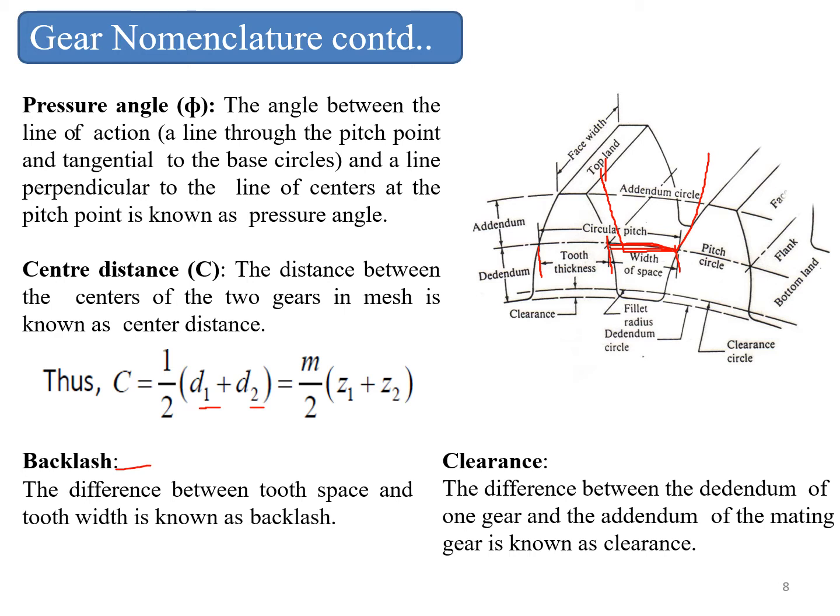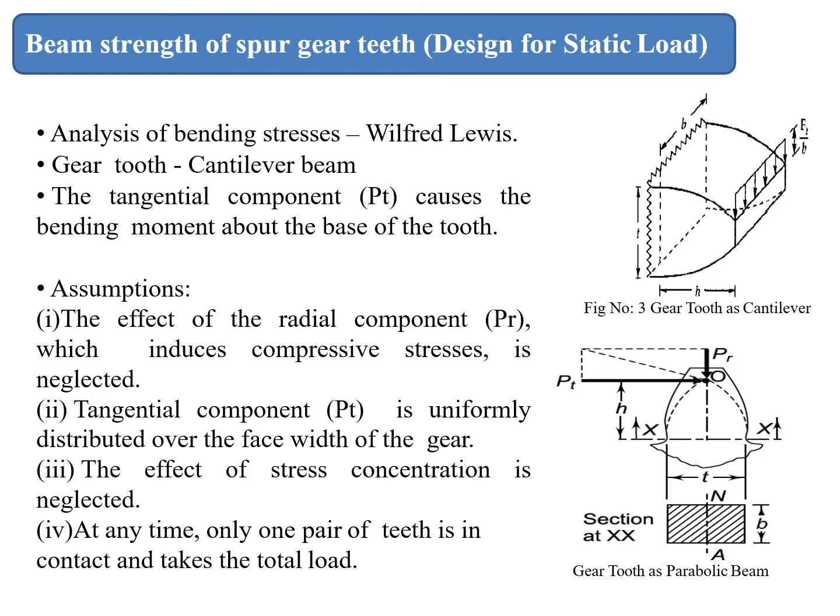Then talking about clearance: the difference between the addendum of one gear and the addendum of the mating gear is known as clearance. This is how the clearance is shown in the figure. It is the difference between the addendum circle of one gear and the addendum circle of the mating gear. So we have discussed the nomenclature of the spur gear tooth.